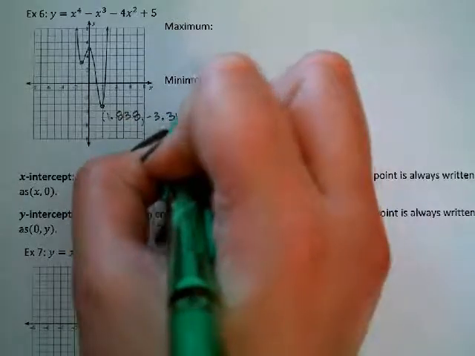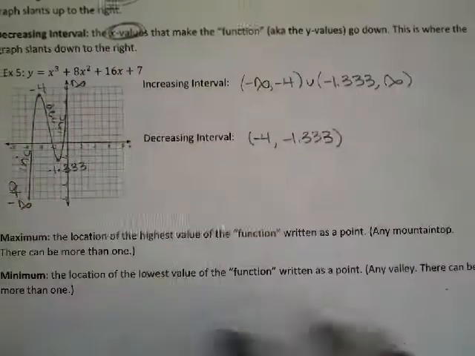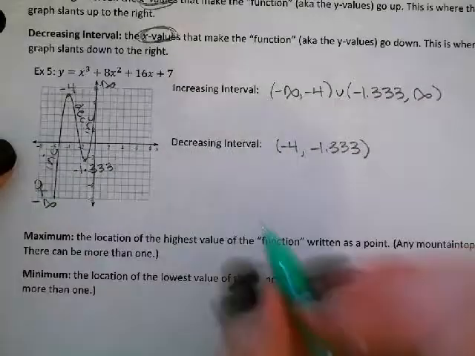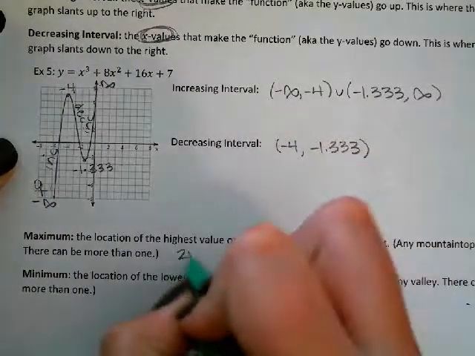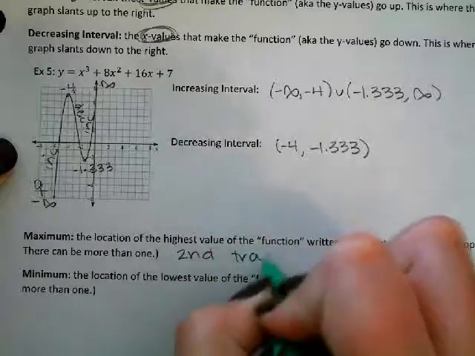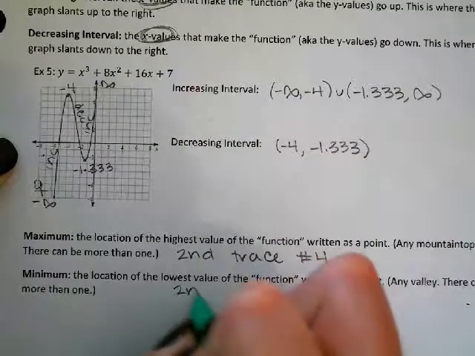All right. So I'm going to go back on the other side of my notes. I'm just going to write here, the maximum was second trace number 4. And the minimum is second trace number 3.